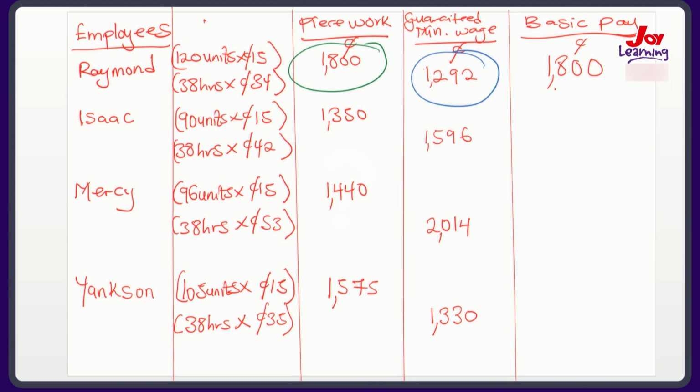Let's look at Isaac. Isaac's unit produced at the end of the second week yielded him 1,350. And then the minimum wage that was set gave him what? 1,596. Which of the two is higher? So we pay him 1,596, which is higher than the quantity he produced. That is, the piecework is lower than the minimum wage. So we pay him the guaranteed minimum wage of 1,596.